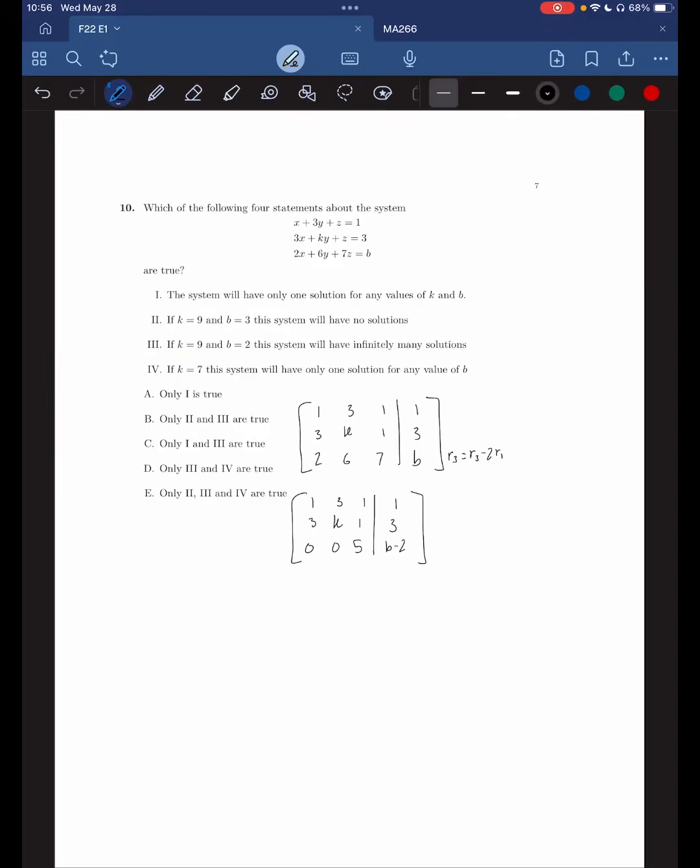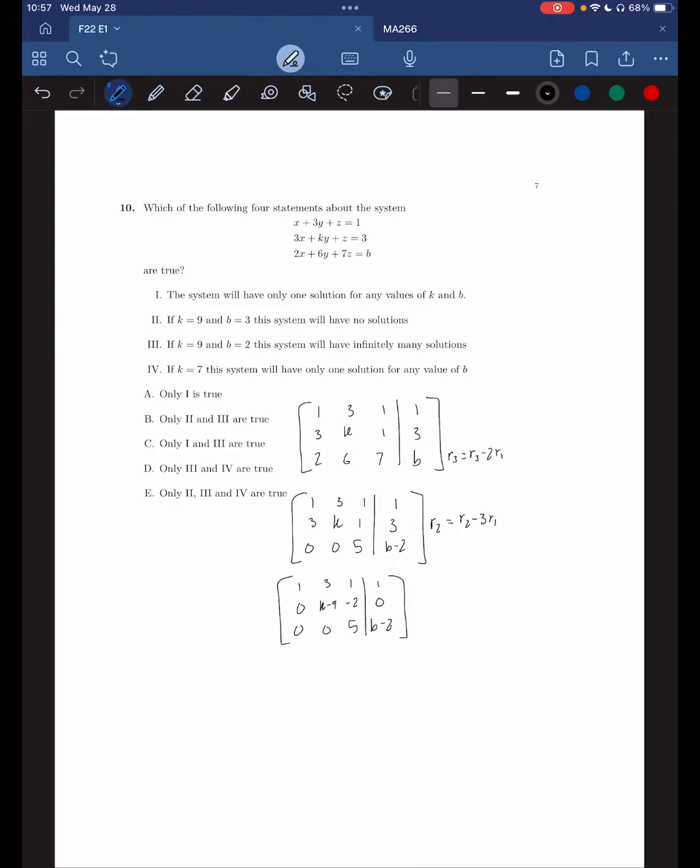Something else I will do, row 2 equals row 2 minus 3 row 1. I really just want to get rid of this 3 in the first column, second row. So now we have 1, 3, 1, 1. 3 minus 3 is 0. This is K minus 9. 1 minus 3 is -2. 3 minus 3 is also 0. Now you have 0, 0, 5, B minus 2.